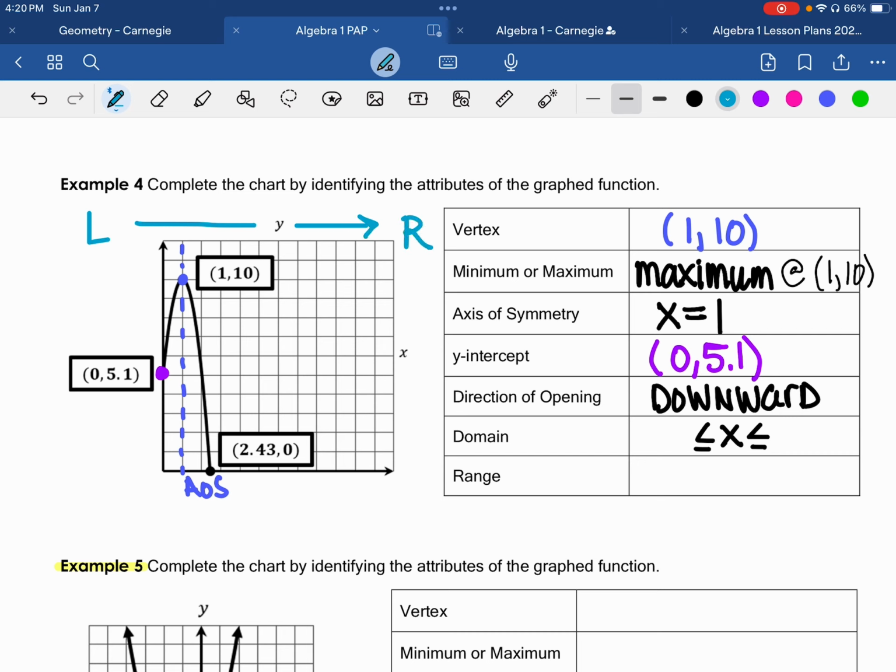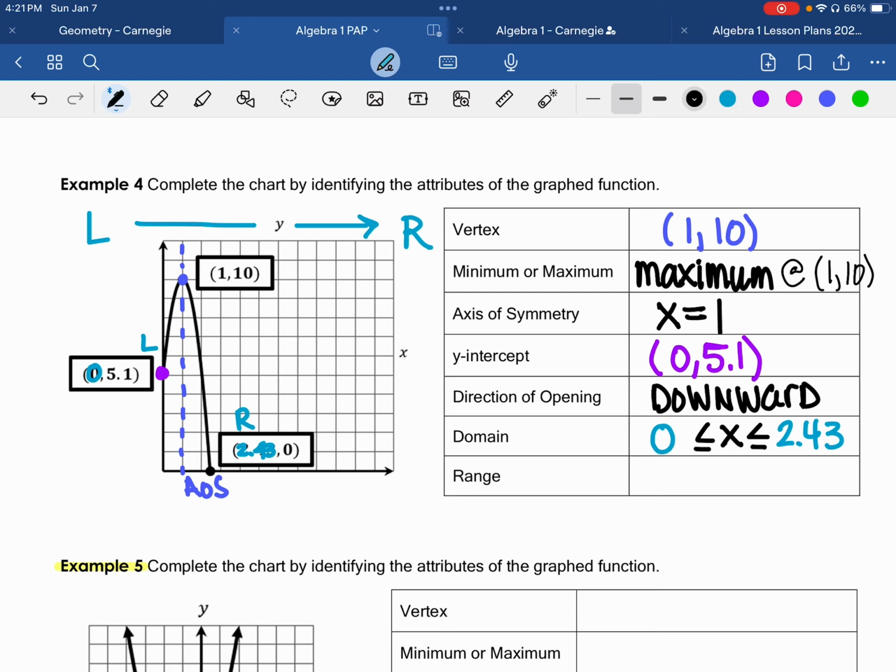So the left side of my graph would be this number right here, and the right side of my graph would be this number right here. I'm using the x values of those 2 points. So these would be the 2 numbers that I would use. 0 goes here, and the 2.43 goes right here.